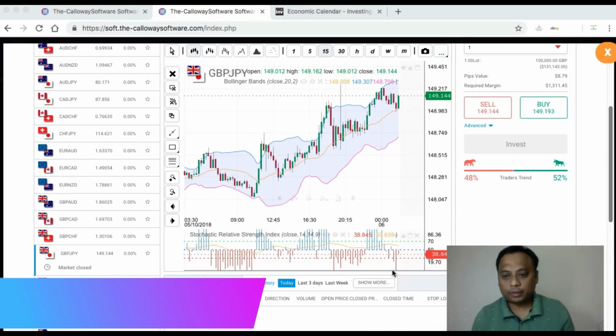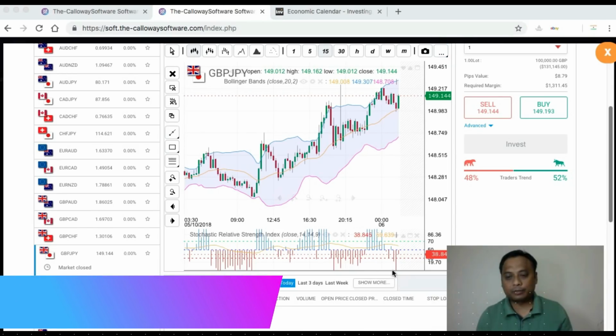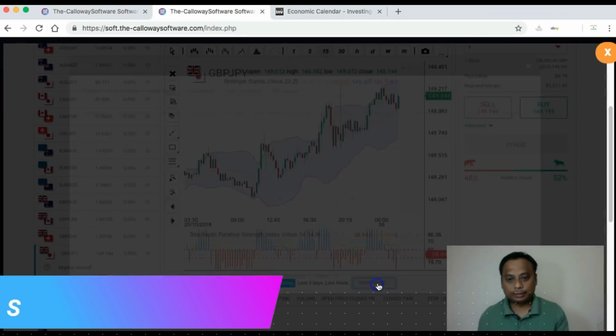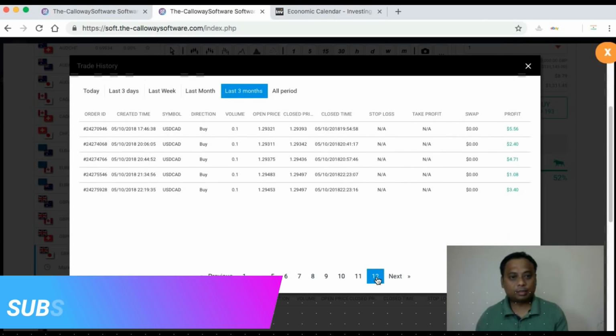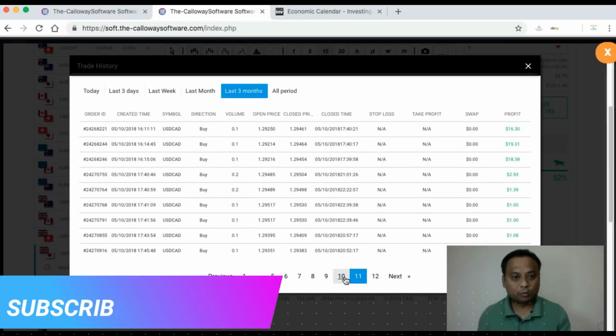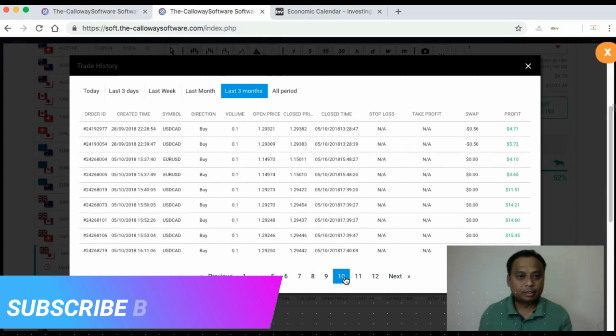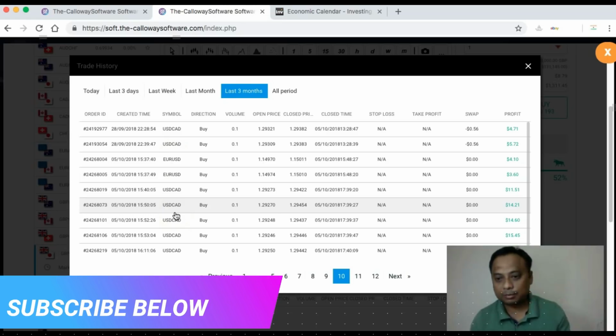If I now want to give an idea about my trades, what we have done yesterday using this particular technique, and what the result of these trades is, I'll show you. Yesterday was 5th of October, and I made trades with two currency pairs, one Euro USD and one USD Canada pair, using the same technique, and the profit was 100%.